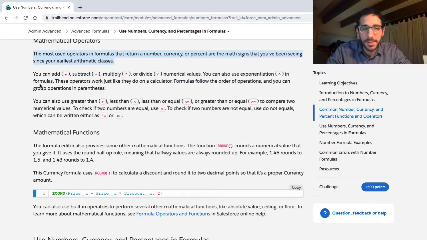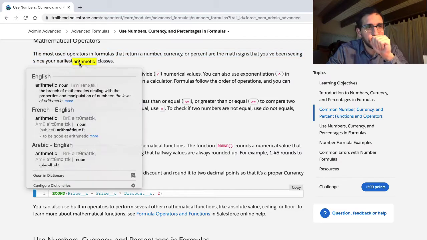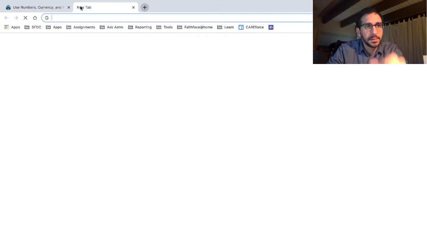Do people really call it arithmetic? What's the difference between arithmetic and math? The branch of mathematics dealing with the properties and manipulation of numbers. What's math?